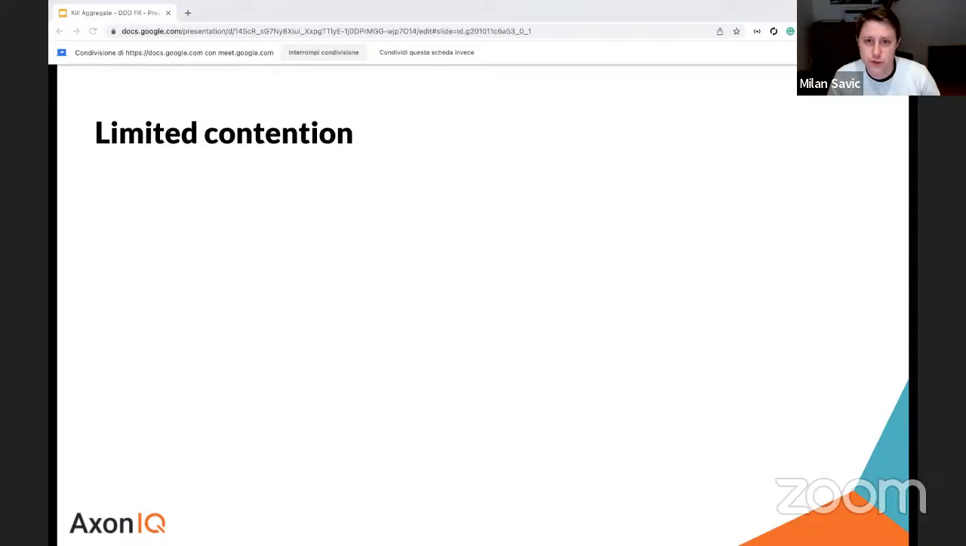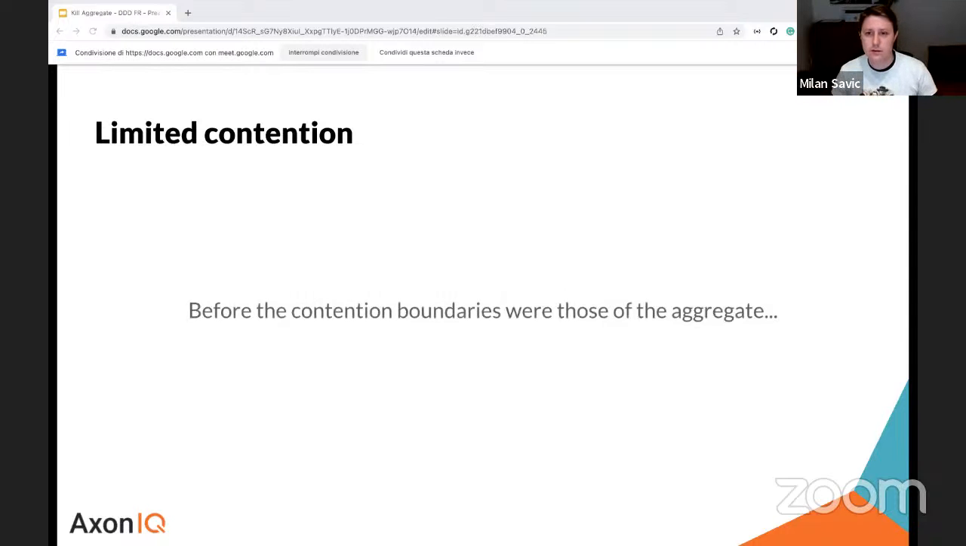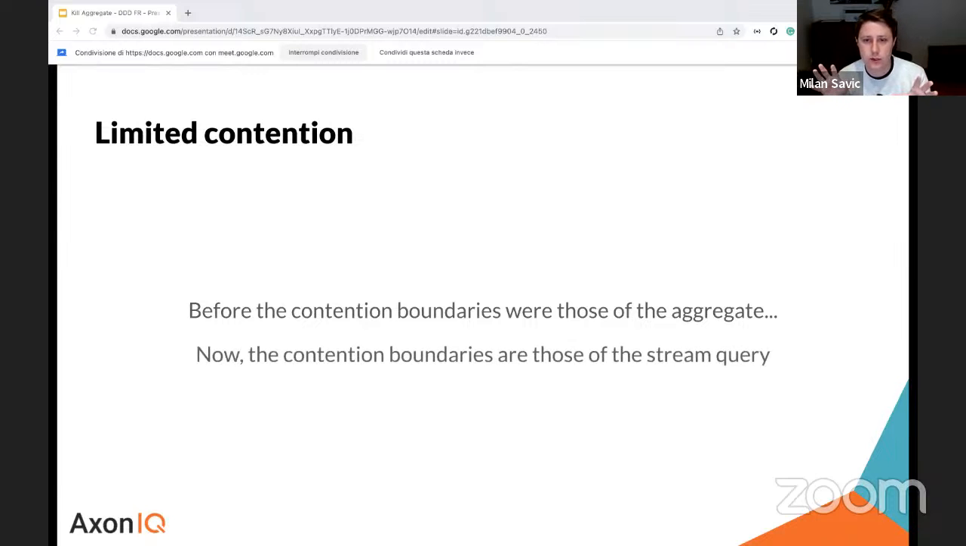When it comes to contention, previously with the aggregate approach, we had the contention boundaries of the aggregate, right? But now the contention boundaries are of the stream query. By this, we are limiting contention, right? It comes naturally. Basically, less data needed to load, less contention is going to be as a result. But can we improve a little bit on this? I would say, let's try.